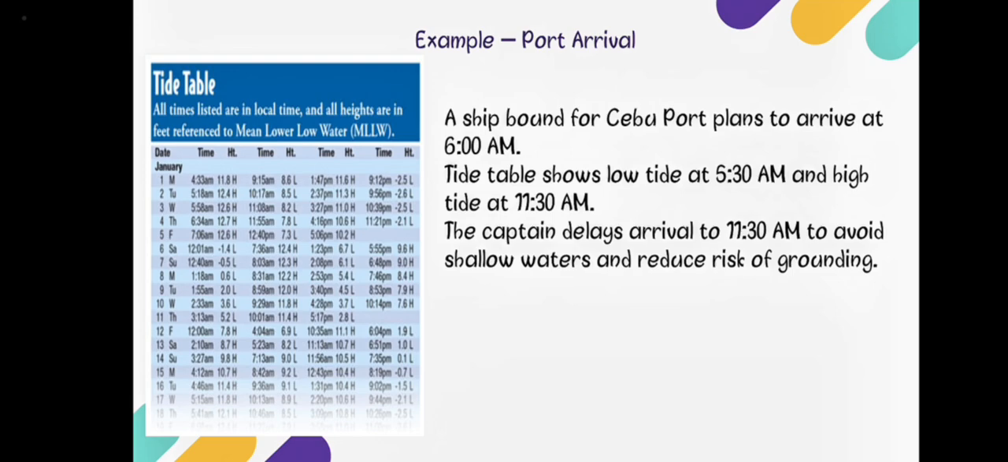Example, port arrival. A ship bound for Cebu port plans to arrive at 6 a.m. Tide tables show low tide at 5:30 a.m. and high tide at 11:30 a.m. The captain delays arrival to 11:30 a.m. to avoid shallow waters and reduce risk of grounding.